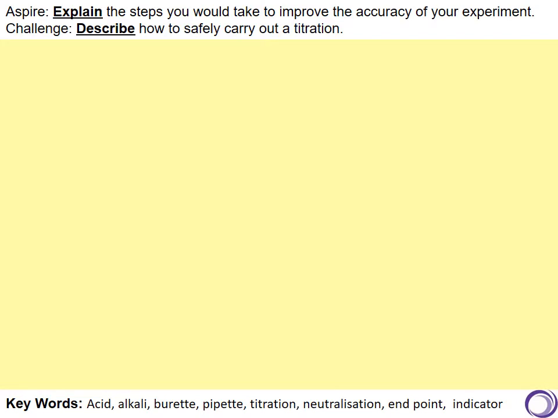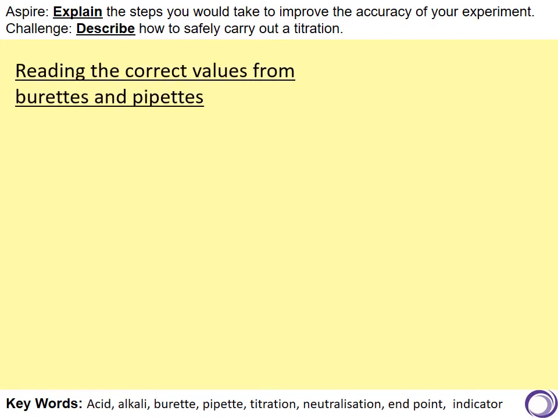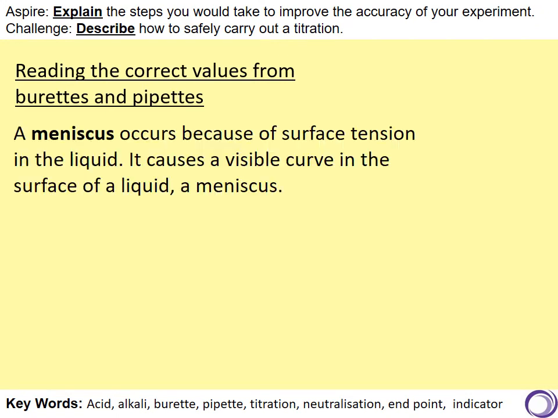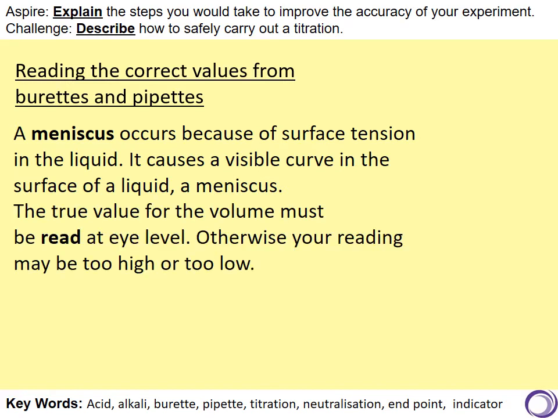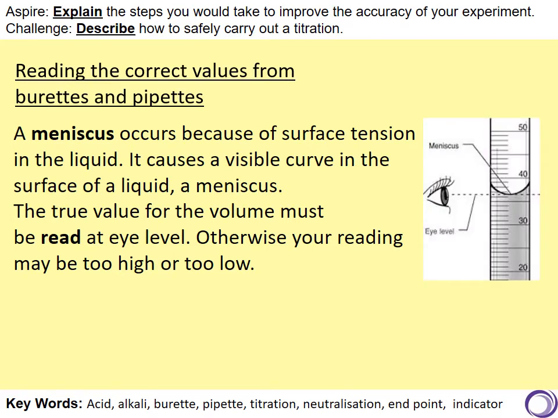Okay then, so just a couple of points. We need to make sure that we read the values correctly on burettes and pipettes. And the way that we do this is we use something called the meniscus. This causes a visible curve on the surface of the liquid. And to get the true value, you must read it at eye level and you must read to the bottom of the meniscus.